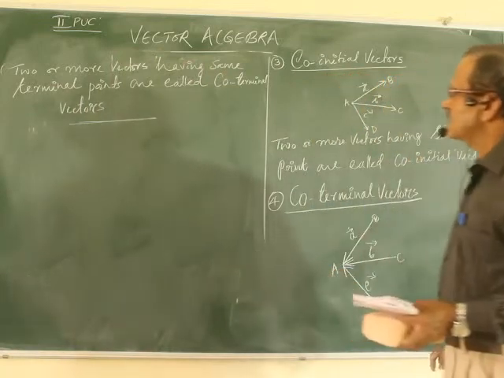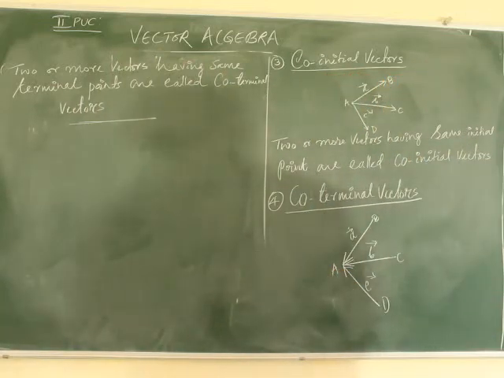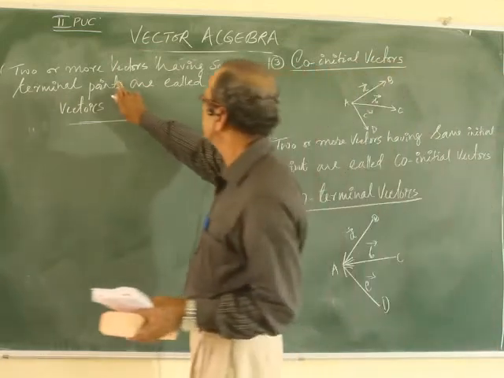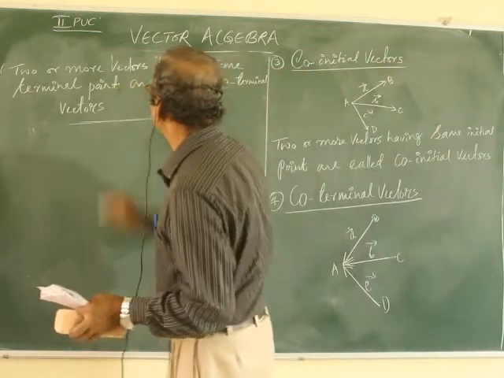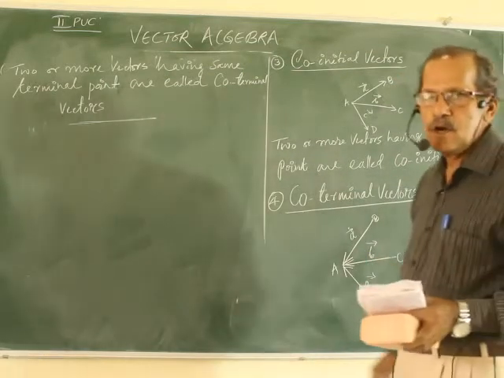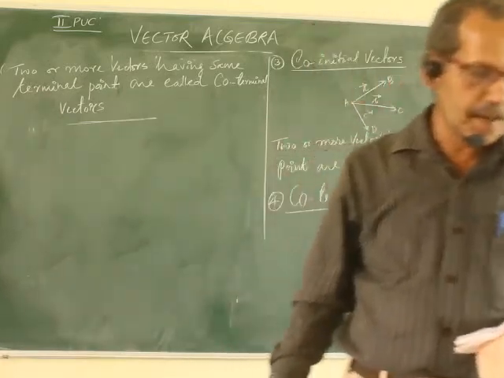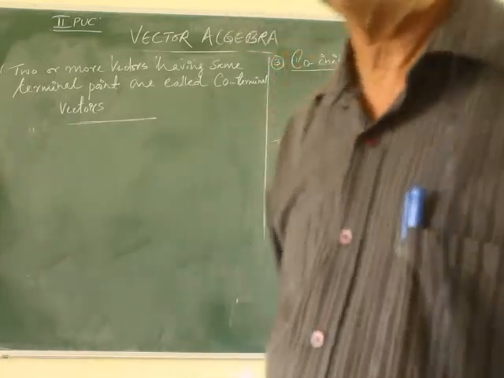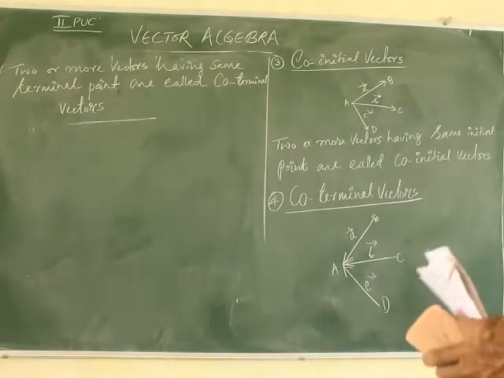Two or more vectors having the same terminal point are called co-terminal vectors. Here A, B, C are co-terminal vectors. Next type. Fifth one.